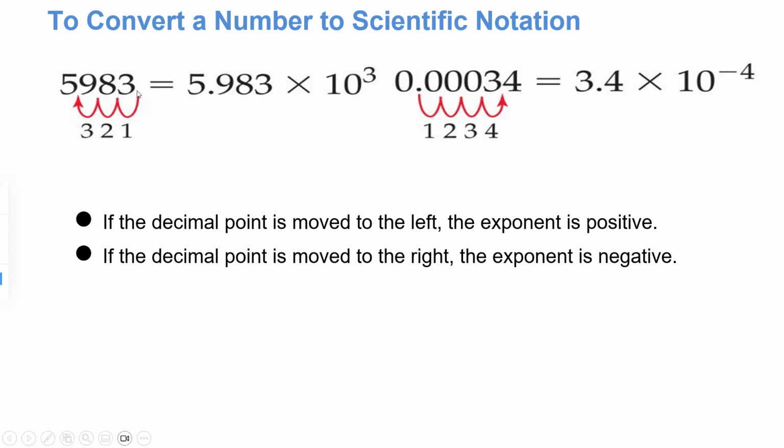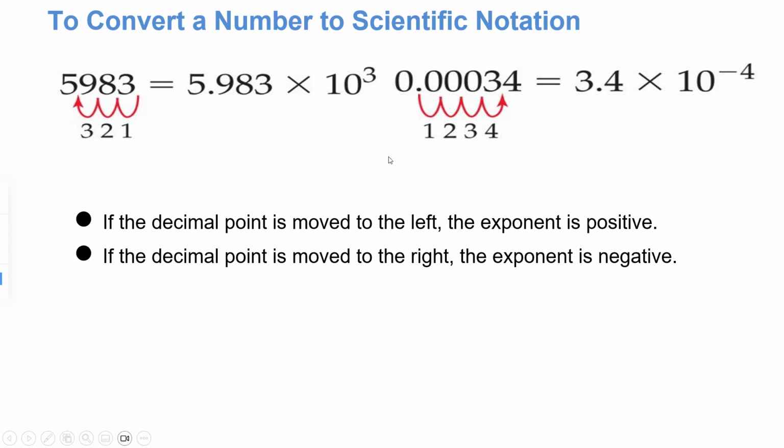So we put the imaginary decimal point right here, and we're going to move it 1, 2, 3 places until we get one digit to the left of the decimal. So now we have 5.983 as our number. Well, we have to indicate that we have moved this decimal 3 times. So we would go times 10 to the 3.